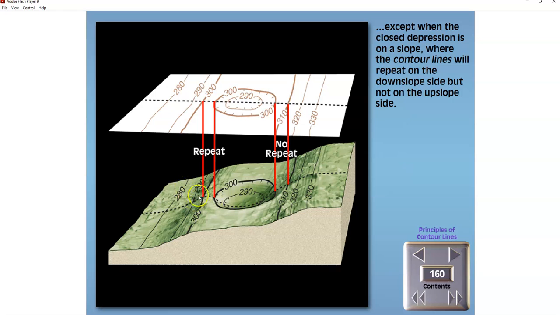Right, so you can see in this case, on the left side of this crater, it repeated, just like in the last example. It went 280, 290, 300, up over this little rim, back down to 300, 290, but then when you come out on the right side of the crater, it didn't go back downhill, it kept going up a hill, and so it didn't repeat on this side. So again, you got to be very careful when you read topographic maps. It can be a little tricky.